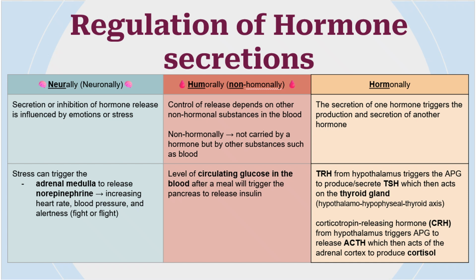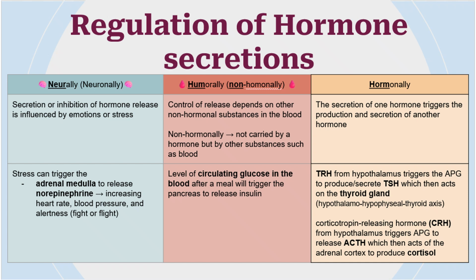Humoral, or non-hormonal, regulation of hormones controls the release of hormones depending on other non-hormonal substances within the blood or body fluids. Levels of circulating glucose in the blood after a meal will trigger the pancreas to release insulin. Similarly, if glucose levels are low in the blood, it will trigger the pancreas to release glucagon to break down glycogen, which is stored glucose.